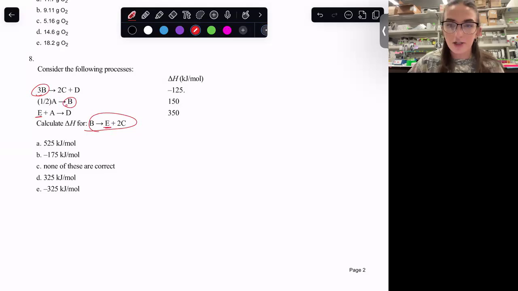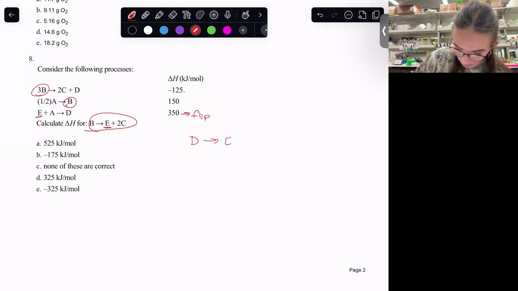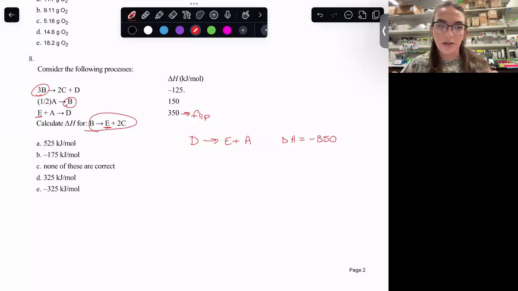But in my overall equation, it's on the right-hand side. So since E only appears in one equation, I have to manipulate this one, that third equation, in order to make it match the overall equation. So I'm going to flip this first guy. So that means that I get D goes to E plus A. And now my delta H is equal to negative 350, because if it is endothermic going from left to right, when I flip it, it is exothermic going from left to right.